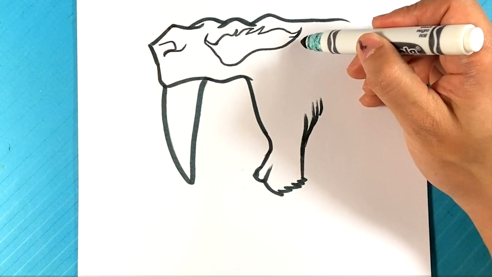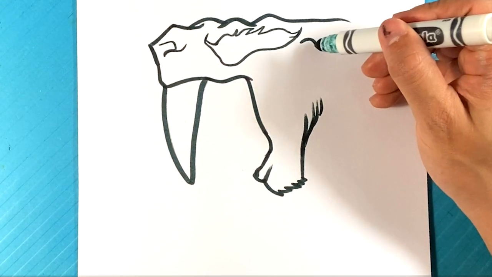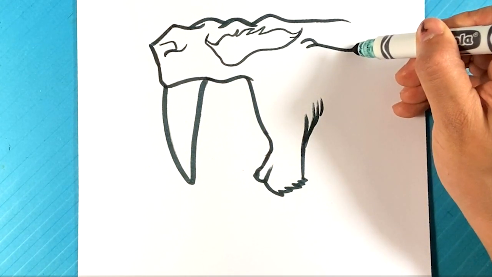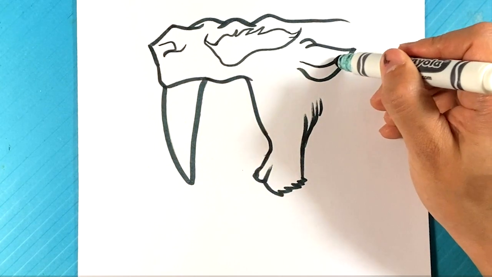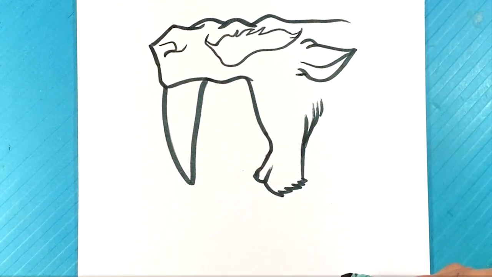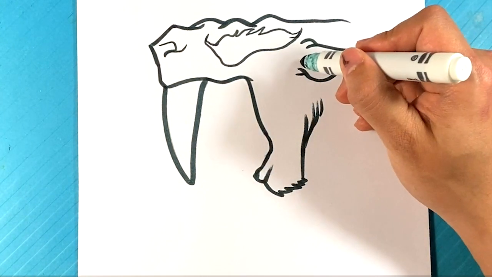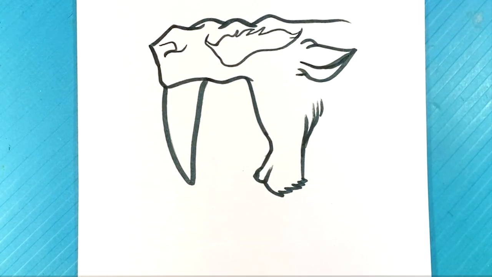Let's go over here and find the ear before we keep going, okay? Curve right there, and then curve here for the ear underneath, and you're finding the part of that ear. Line over here. So there you go. That's the ear.